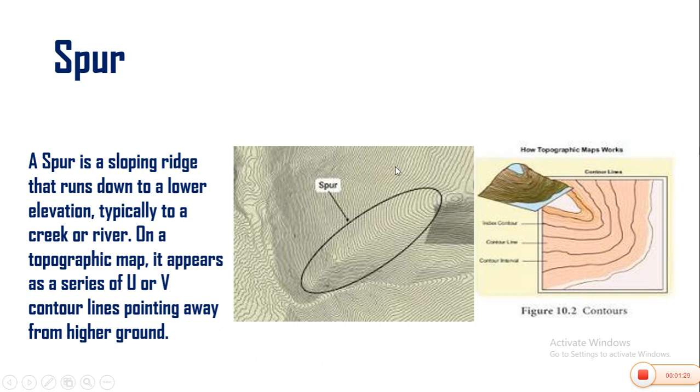If you look closely at this image, you see that the contour lines are looking like a V or a U, and they are running away. They are diverging. They are moving away to a lower land. They are running from a higher land to a lower land. They are pointing away from a higher ground. This is how a spur is represented on a topographic map. It's looking like a V or a U that's pointing away from a higher ground.